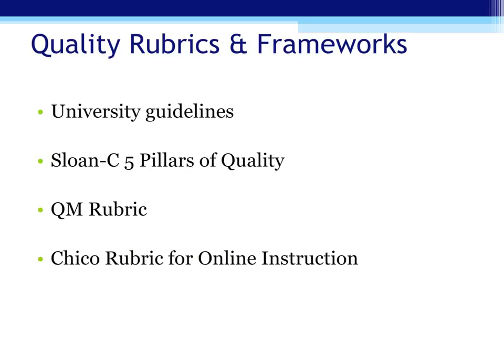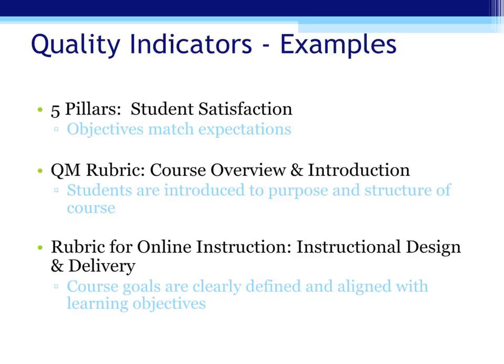Beyond that, you should take a look at the Sloan C 5 Pillars of Quality, the Quality Matters rubric, and Chico's rubric for online instruction, since these three really cover all the bases. Let's take a look at some quality indicators in each rubric or framework to see how they can guide your course design process. First, there's the student satisfaction criteria in the Sloan C 5 Pillars framework.